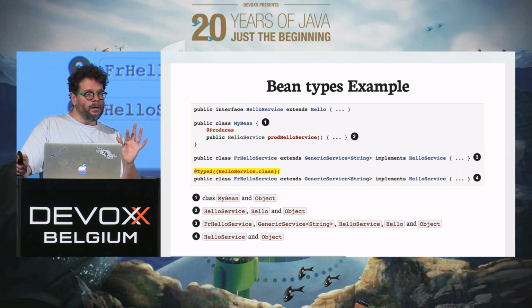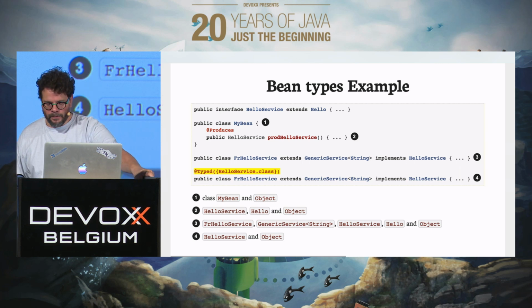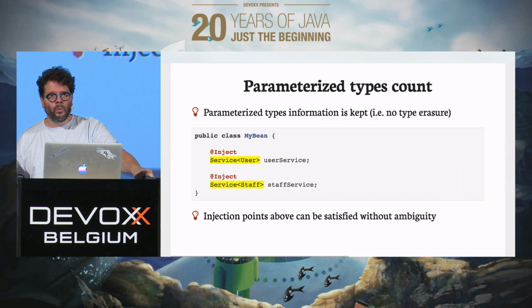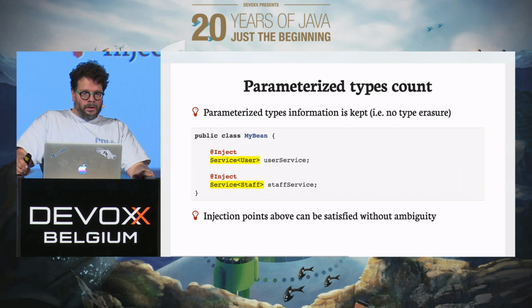So you have a lot of tricks to limit the list of types for a given bean to be eligible in an injection point. You have to keep also in mind that in CDI, we don't have type erasure, so parameterized types count. So here, you have two injection points with a Service of User and a Service of Staff. CDI will see the difference and look for the bean defining this class.